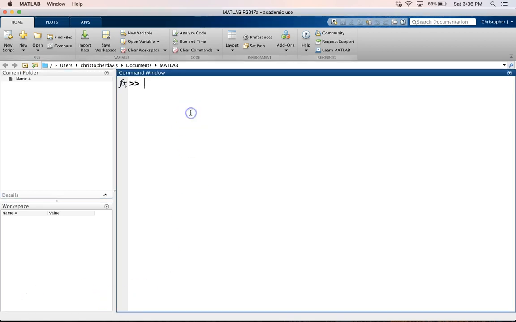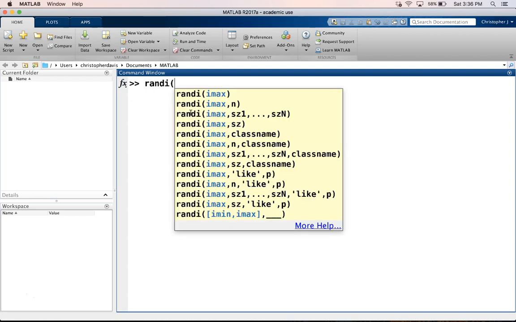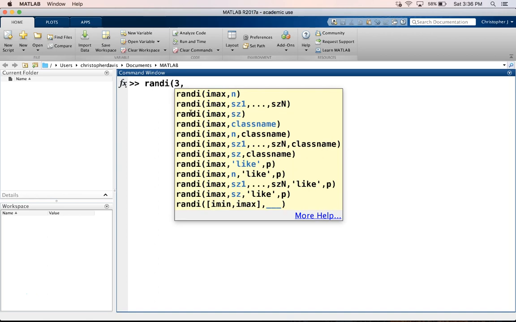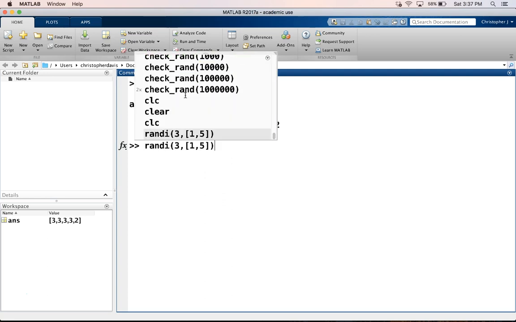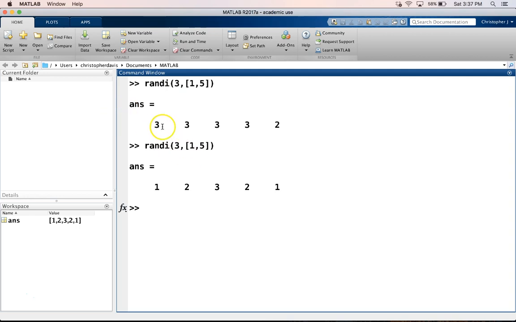So first, let's remind ourselves how to make a vector like that. I can do randi. I said I want the integers to be 1 to 3, so I can just put a 3 here. And then let me put inside of a vector the size that I want. I want a length 5 row vector, so a 1 row by 5 column vector. So here we go. Let's try it again. So these are some examples of length 5 vectors where each entry is some random integer from 1 to 3.